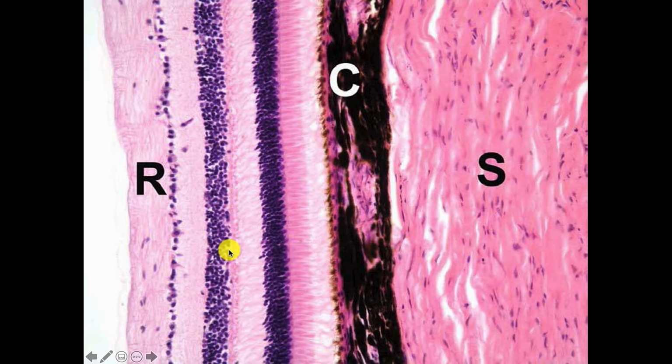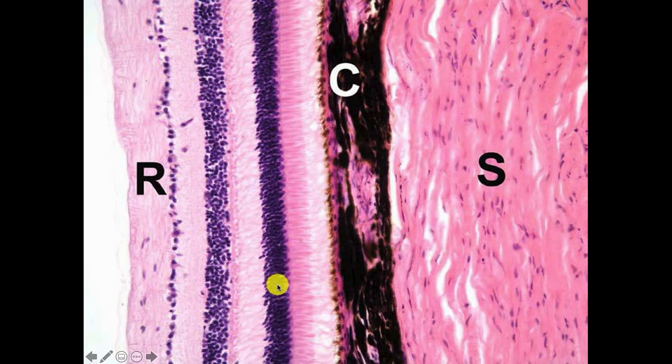Then you will see the retina. Here we have the first layer. It is the pigmented epithelium of the retina. You can see the brown coloration. And this is the rods and cones layer. And then we have in this area the limiting membrane. Which limiting membrane? This is towards the sclera, so it is the outer limiting membrane.